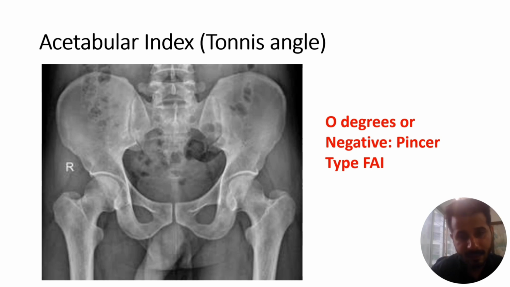Next is acetabular index, also called Tonnis angle. Here I'll draw a horizontal line starting from the medial end of the acetabular dome, or the sclerosed part of the acetabulum. The second line I will draw joins this medial point to the lateral most edge of the acetabulum. So this angle formed is called the acetabular index. In pincer type of FAI, this angle is reduced to 0 degrees or even sometimes becomes negative.